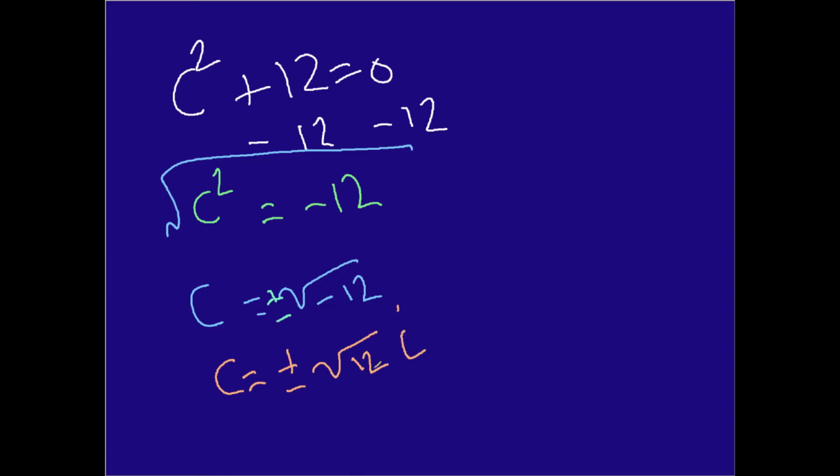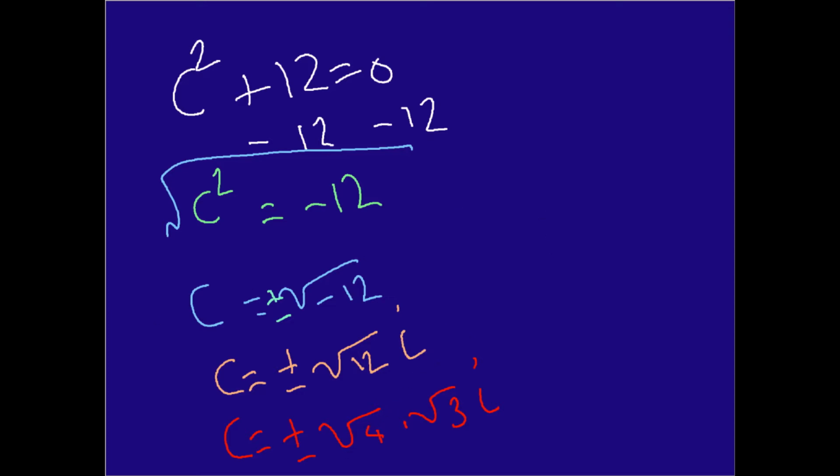And so now we just factor this. What two numbers multiplied together will equal 12? And we want to have at least one of those numbers be a perfect square if possible. That's what we want. And so I can tell just from looking at this that c equals positive or negative the square root of 4 times the square root of 3 with the i on the outside, that would be very close to our answer.